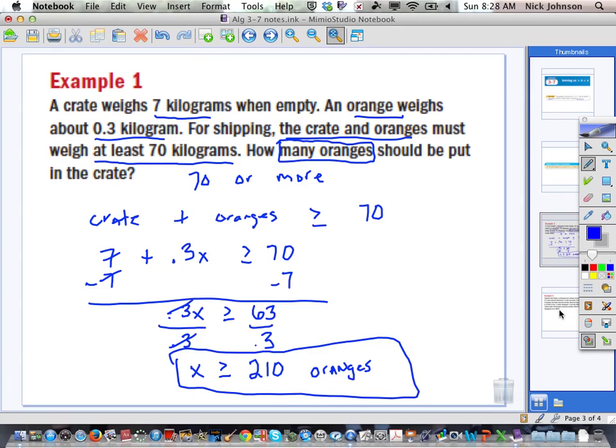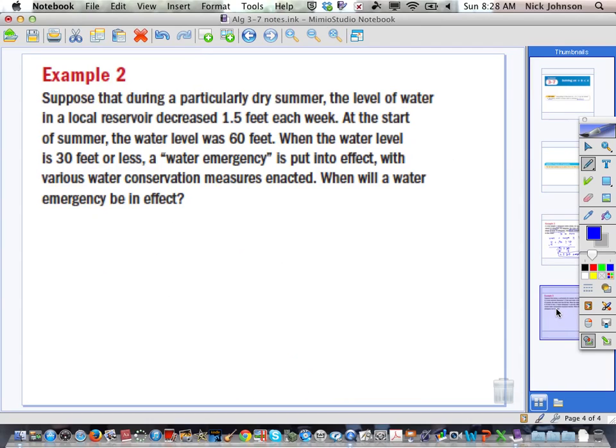Example 2. Suppose that during a particularly dry summer, the level of water in a local reservoir decreased by 1.5 feet each week. So whatever we started with, we know that it decreased by 1.5 feet each week. That's important information. Mr. Johnson likes to circle those things. At the start of the summer, the water level is 60 feet. That's what we started at. Another important piece of the puzzle.